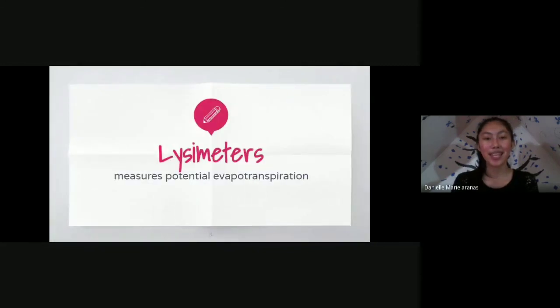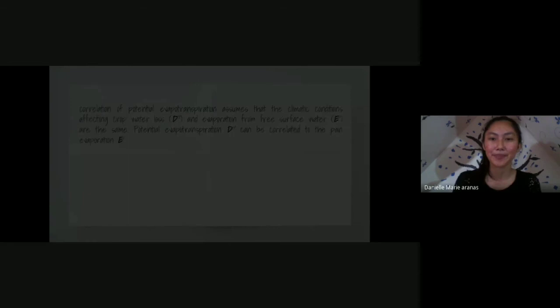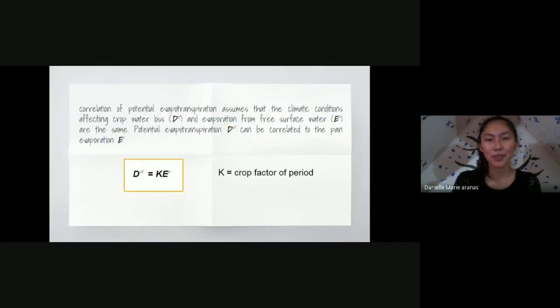Lysimeters. Now, this measures the potential evapotranspiration. I have here a picture of a lysimeter. Potential evapotranspiration is measured by growing crops in large containers and measuring their water loss and gains. A correlation of potential evapotranspiration assumes that the climatic conditions affecting crop water loss and evaporation from free surface water are the same. Potential evapotranspiration can be correlated to the pan evaporation.